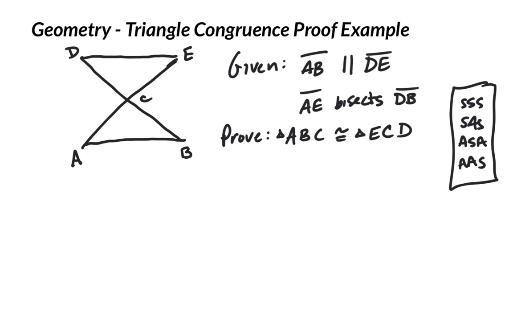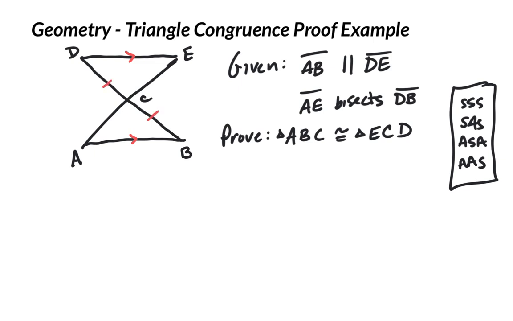All right, we are being given that AB and DE are parallel. I'm going to mark that in, that these two are parallel to one another. And that AE bisects DB. So that means it cuts it in half like that.